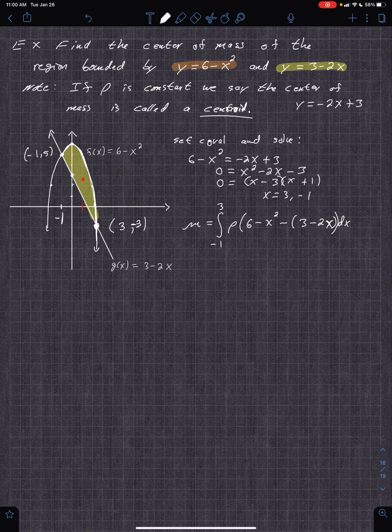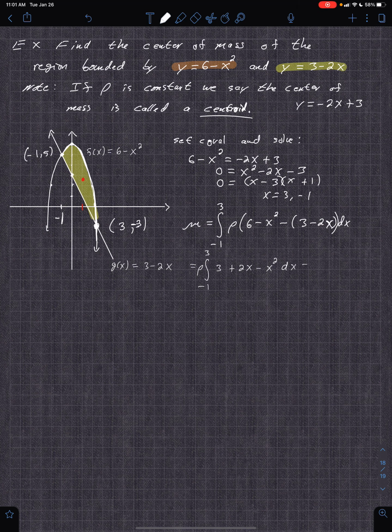Next, let's multiply that out, simplify it, and see what you get. So this is equal to the integral from negative 1 to 3. Usually we'll factor out the rho. Go ahead and multiply that out and simplify. You should get something like 3 plus 2x minus x squared dx. Okay, and then evaluate that.